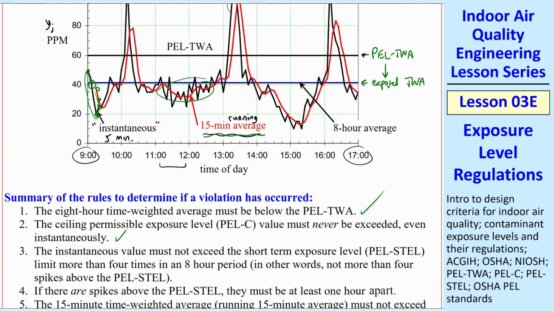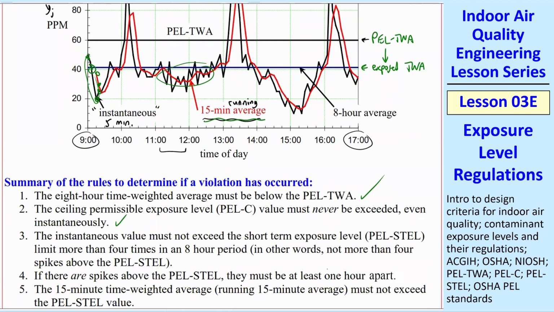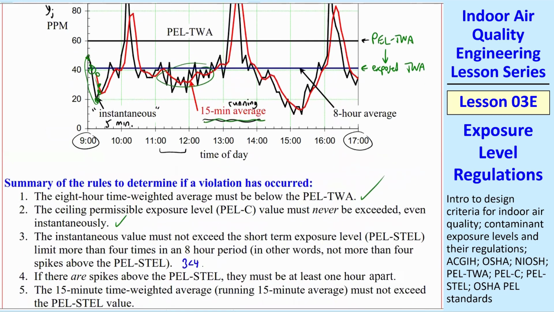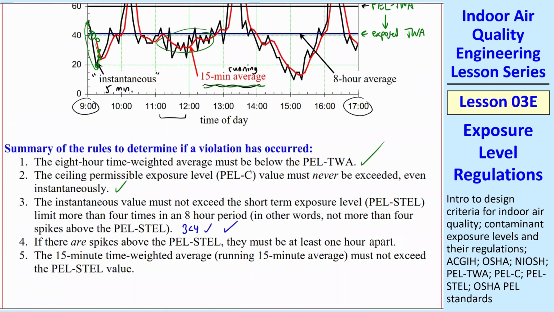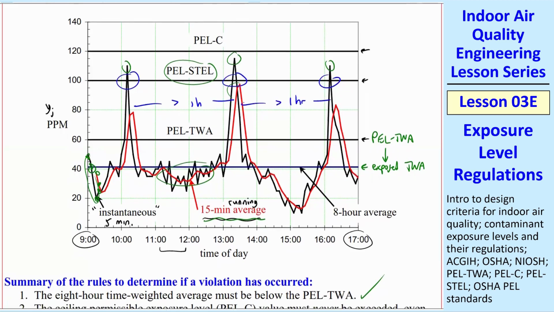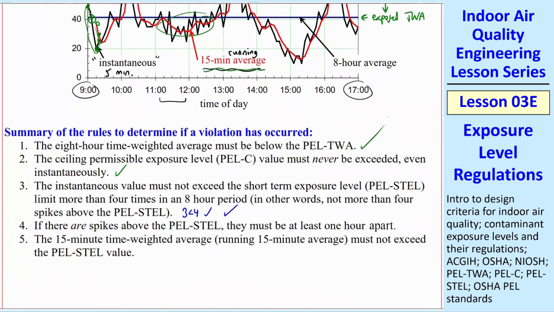The instantaneous value must not exceed the short-term exposure level more than 4 times. Well, here's the STEL, and the instantaneous one has exceeded it 1, 2, 3 times. So 3 is less than 4, so that's good. So not more than 4 spikes, so this one's done. And number 4, if there are spikes, which there are, there's 3 of them, they must be at least an hour apart. Well, you can see, I don't know exactly here, but we're going from 10:30 to 1 or something. So this is definitely greater than 1 hour. And this one also is greater than 1 hour. So if you had 2 spikes close together, less than an hour, like 20 minutes apart, that would be a violation. But here, those are all okay.